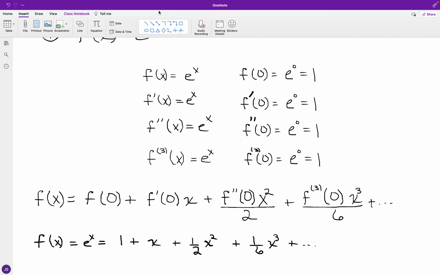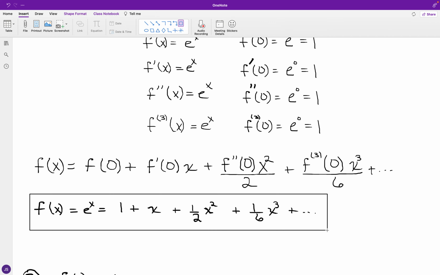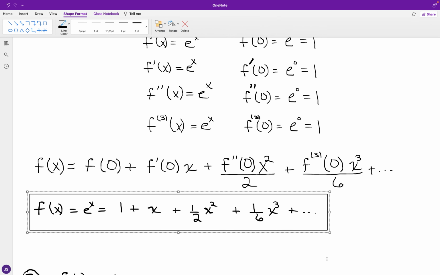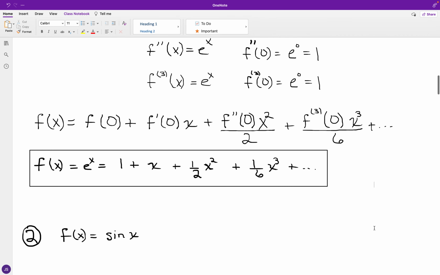And for what we have in the case of another function, we have f of x equal to e to the x, equal to 1 plus x plus 1/2 of x squared plus 1/6 of x cubed. And this will be used in looking at getting the Maclaurin series of the function set equal to e raised to other powers.